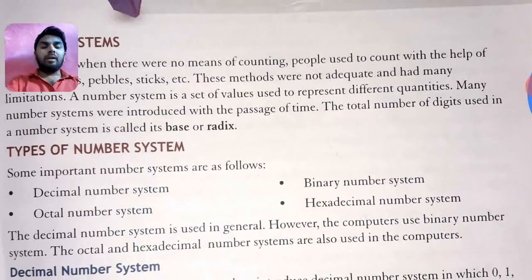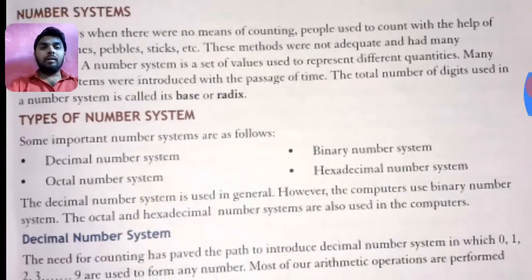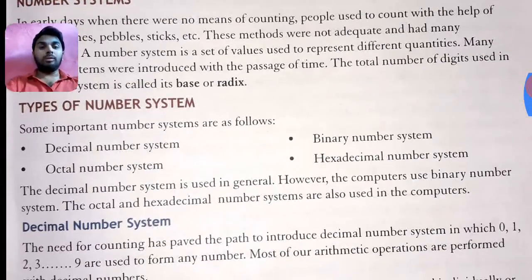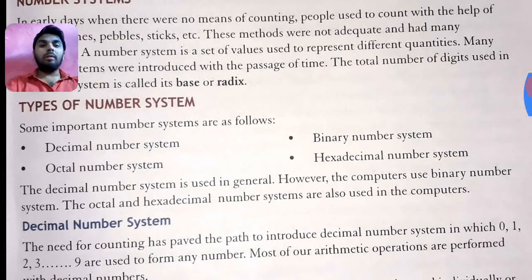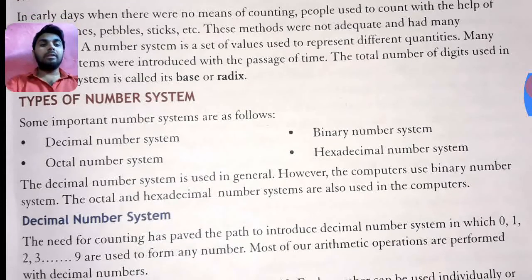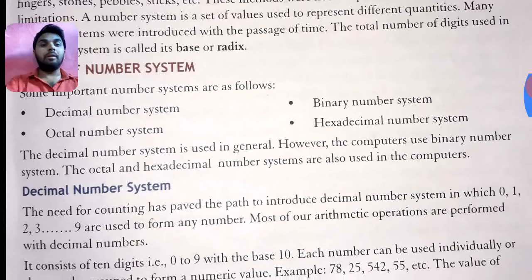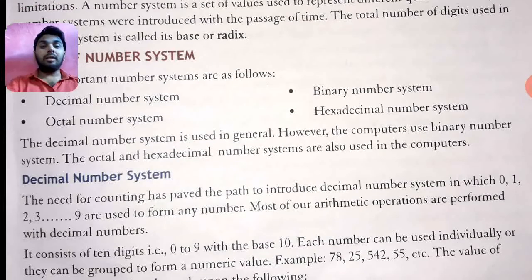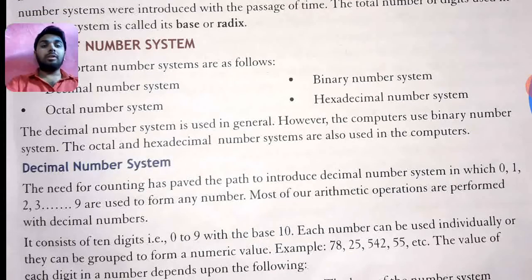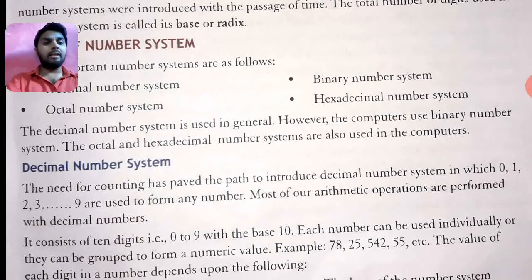Now see types of number system. Some important number systems are as follows: decimal number system, octal number system, binary number system, hexadecimal number system. The decimal number system is used in general. However, the computers use binary number system. The octal and hexadecimal number systems are also used in the computer.